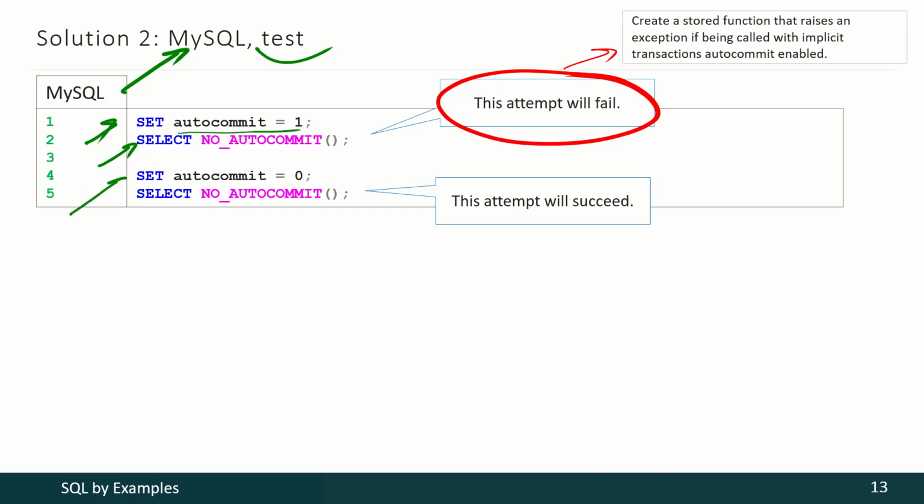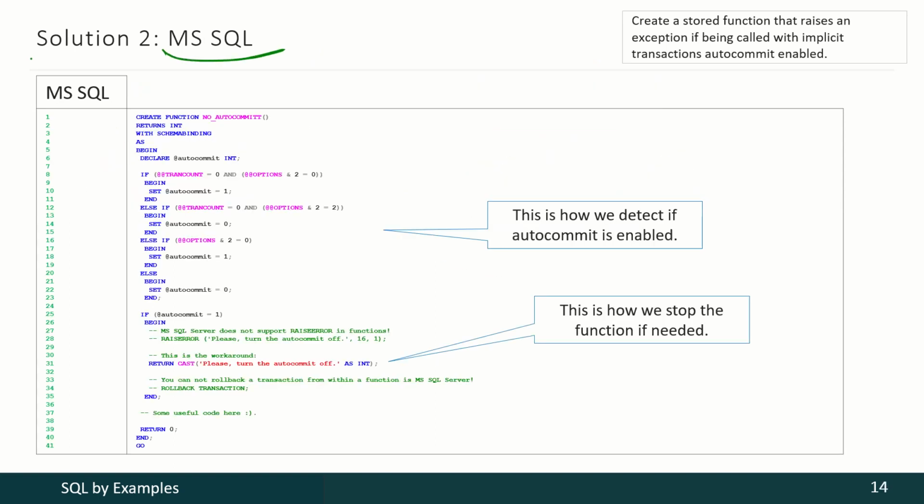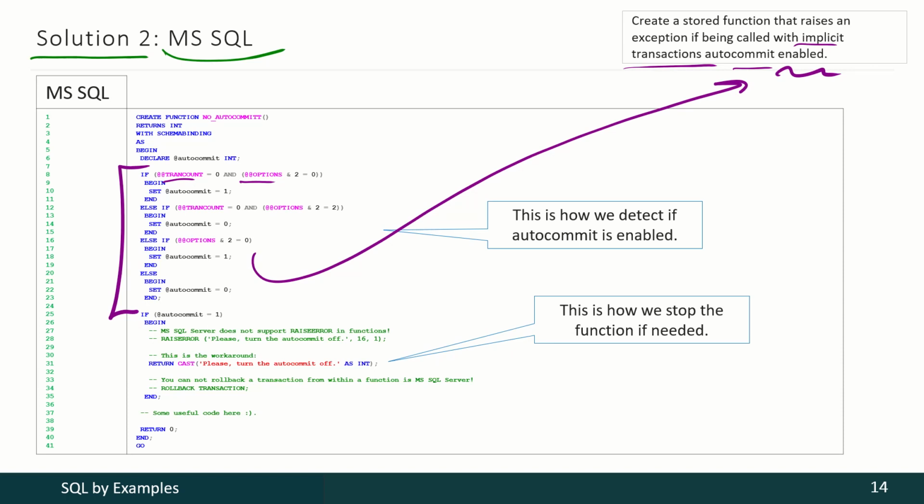Then we have to disable the implicit transactions autocommit and call our function again, and this attempt will succeed. For Microsoft SQL Server, this solution is a little bit different. The first difference is that this DBMS does not provide an easy way to detect if that implicit transactions autocommit is enabled or not, but we may use these parameters and their combinations to finally find out that information.